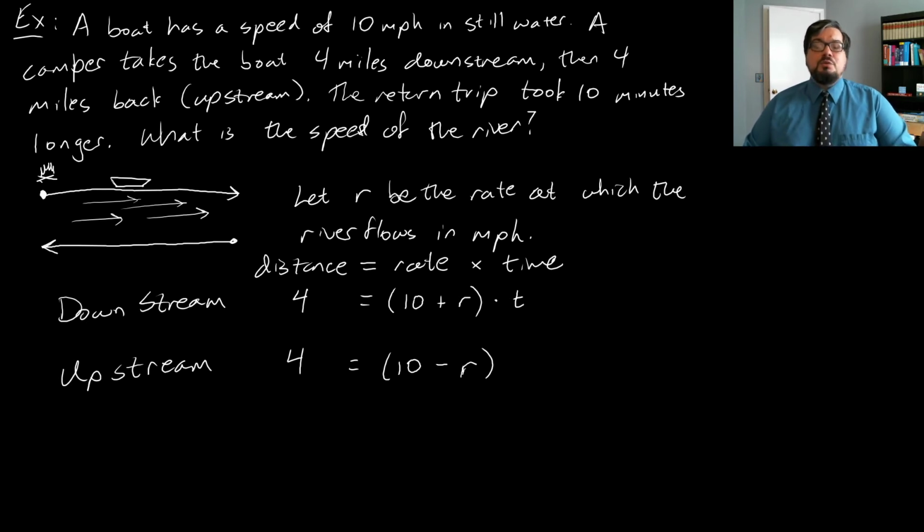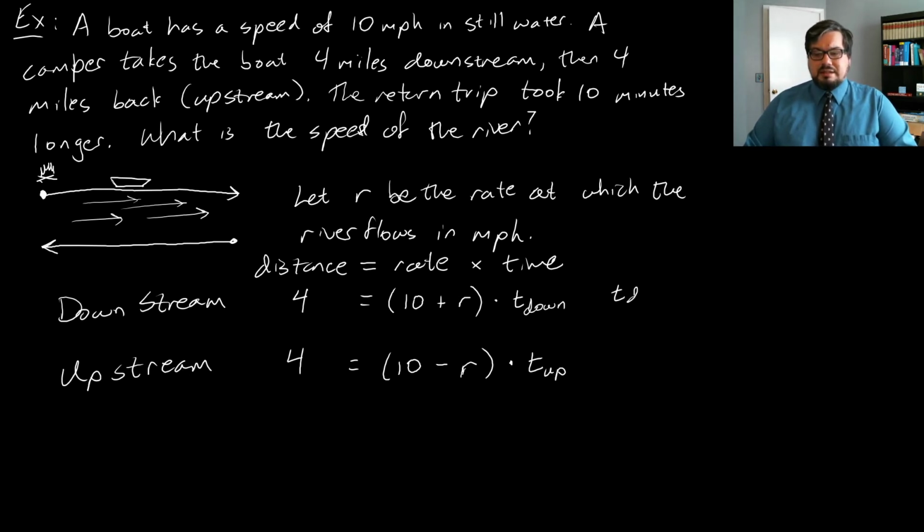And we don't know how much time was being taken going downstream or going upstream. So this time we'll go ahead and introduce a couple more symbols here, but we're just going to use them for a second until we can actually work out the problem. So we'll go ahead and let T down stand for the time that the boat spent going downstream, and T up for the time that the boat spent going upstream.